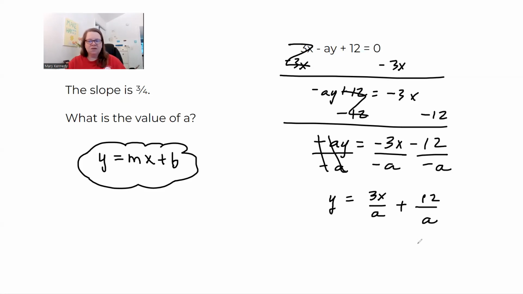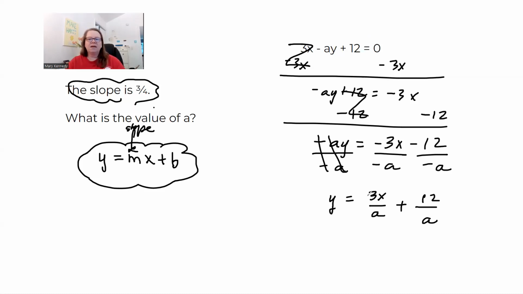Okay, still confusing looking, still, I'm not sure. But I've got y equals something x plus b. And I know that that m is the slope, right? And the slope is supposed to be 3/4.